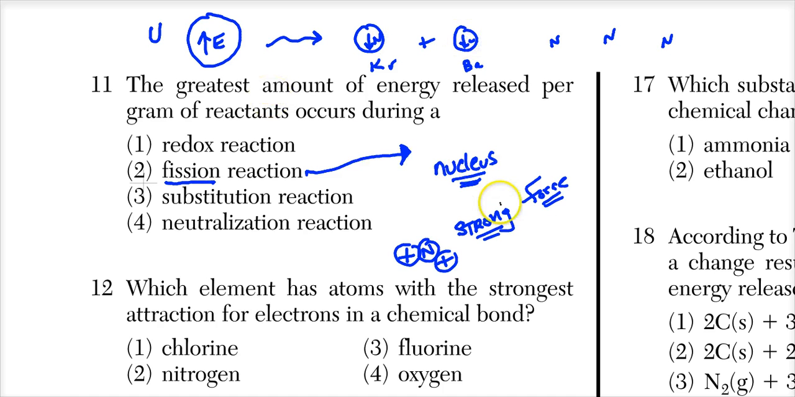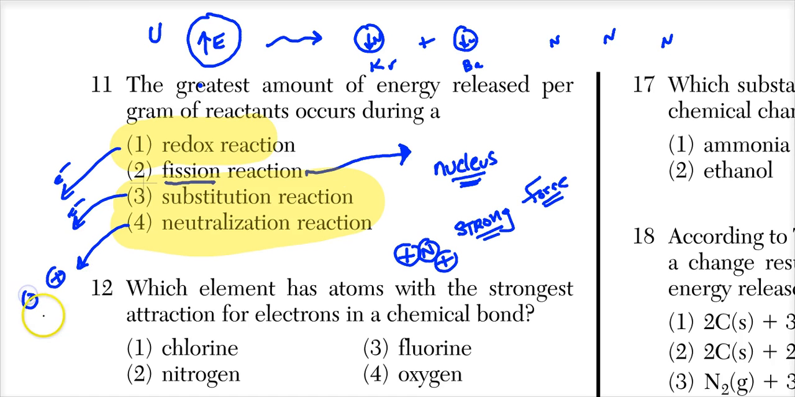And because we're messing around with the strongest force in nature, we're going to have the greatest amount of energy released as we get stable. These other reactions, okay, redox, substitution, and neutralization, are either about ions or about electrons. So these are about electrons, this is about electrons, and this is about ions, positive and negative. So the stability of these reactions has nothing to do with the nucleus. The change of the nucleus is always going to have the greatest amount of energy.